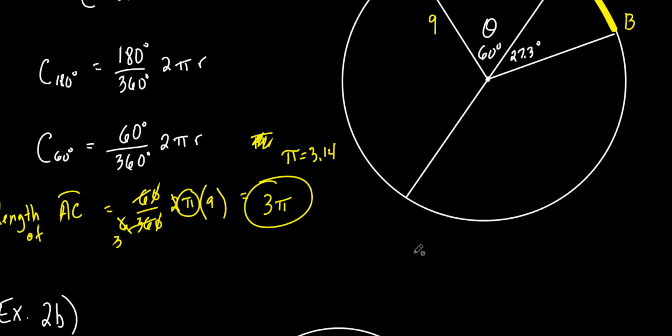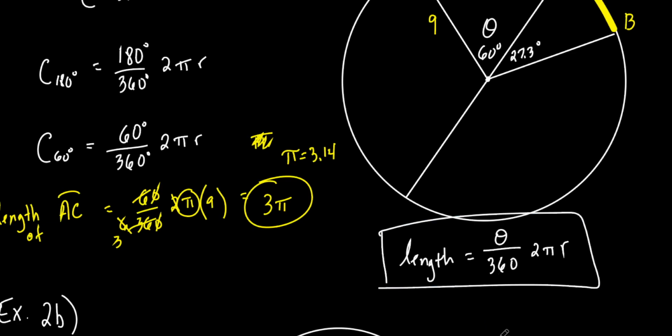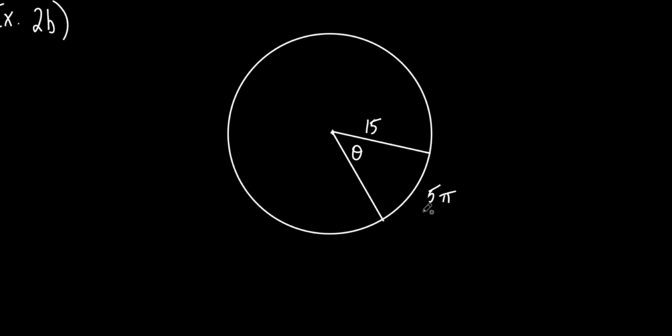If we don't know it, what is the length of an arc? It's equal to what? Theta over 360, and then what? 2 pi r. So that's your official formula. Does that make sense? Now that's going to help us out a little bit with this. So let's write that down.